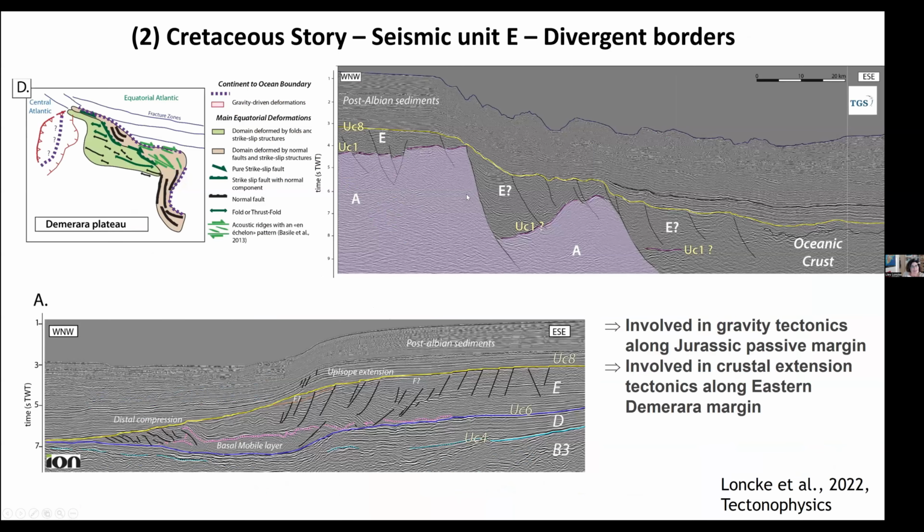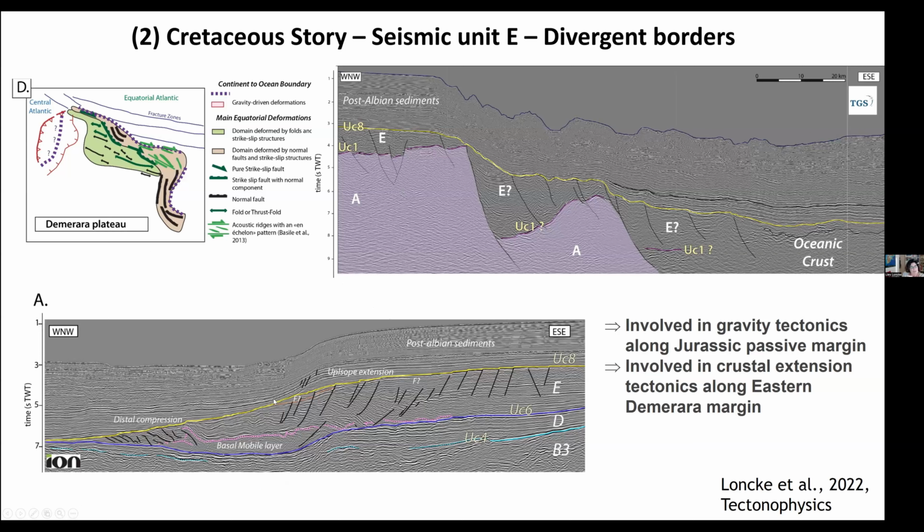Here you see again unit E, which is involved here in this divergent segment, rifted segment, and which is involved in tilted blocks. And on the other side, on the Jurassic margin, you see that unit E here is involved in a very thick gravity tectonic system.